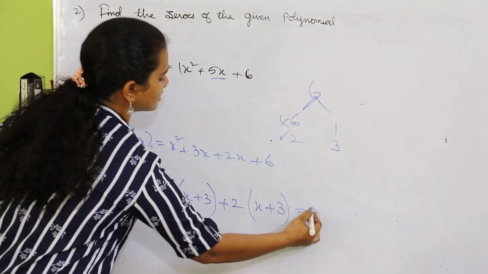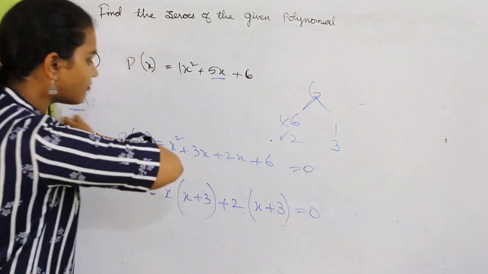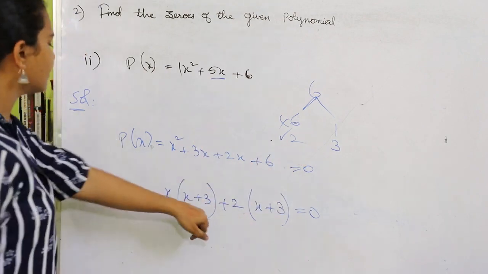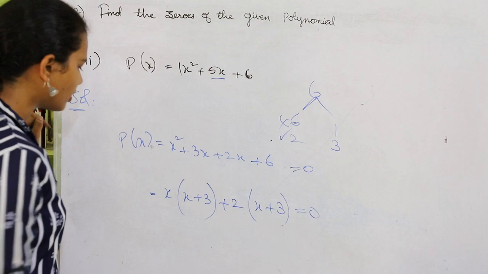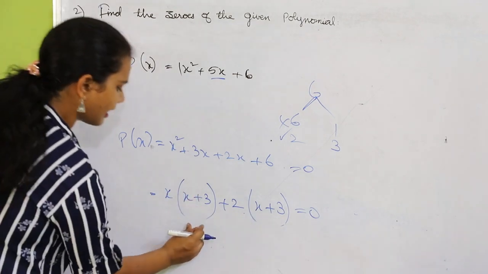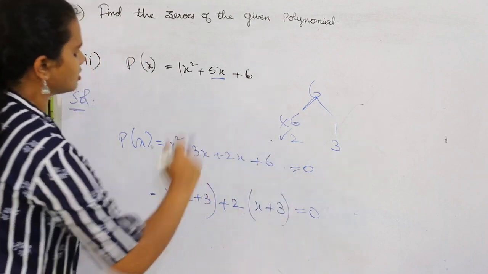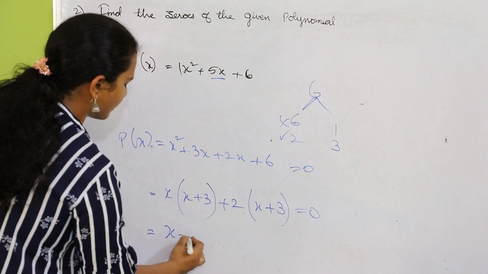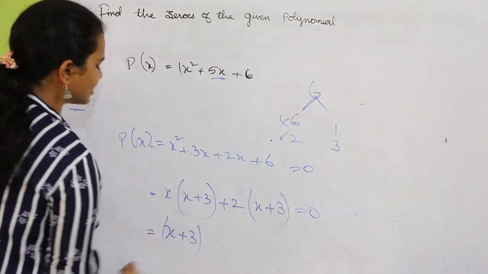Now what to do, guys? Equate the whole equation with 0. I have said it before: first, equate the whole equation with 0. Clear till here? Now you have x plus 3 common in both, so I can see x plus 3 over here also. Now I will take x plus 3 as common.